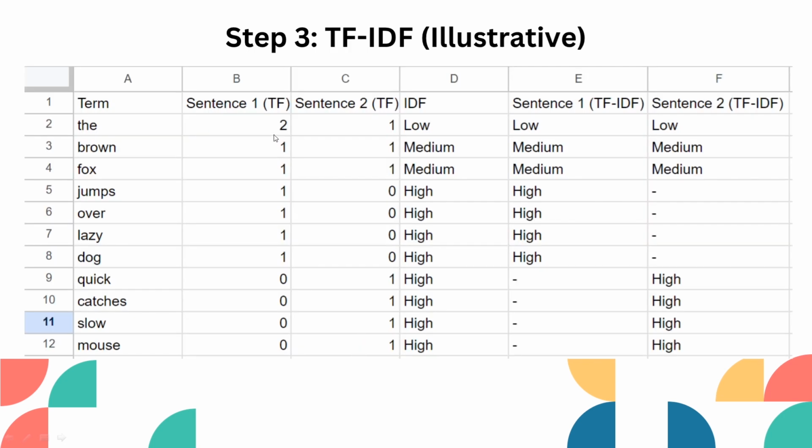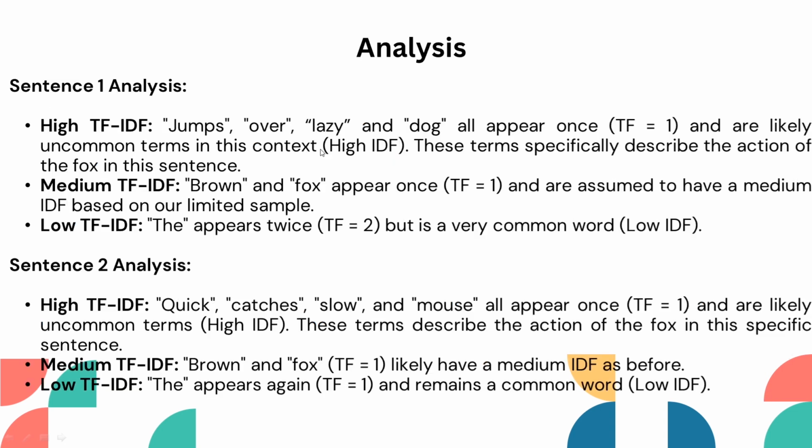Here we have the number of occurrences of the particular word, and along with that we have the IDF, which is given as low, medium, high. So here we have computed the TF-IDF based on the number of occurrences and the IDF. In sentence 1, let's see the analysis. The high TF-IDF words are jumps, over, lazy, and dog. All appear only once, so the term frequency is 1, and they are likely uncommon terms in this context. It is high IDF because they don't appear in sentence 2. These terms specifically describe the action of the fox in this sentence.